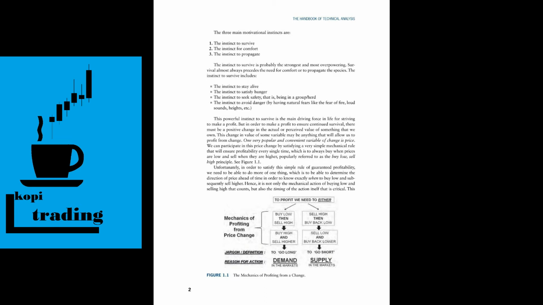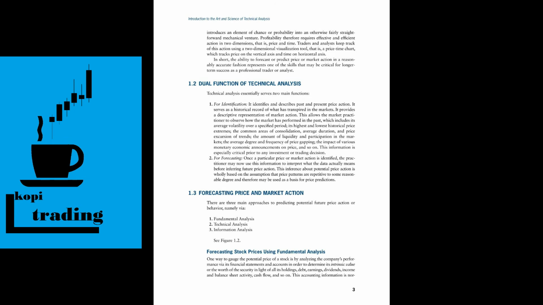Unfortunately, in order to satisfy this simple rule of guaranteed profitability, we need to be able to do one more thing, which is to be able to determine the direction of price ahead of time in order to know exactly when to buy low and subsequently sell higher. Hence, it is not only the mechanical action of buying low and selling high that counts, but also the timing of the action itself that is critical. Figure 1.1, The mechanics of profiting from a change. This introduces an element of chance or probability into an otherwise fairly straightforward mechanical venture.